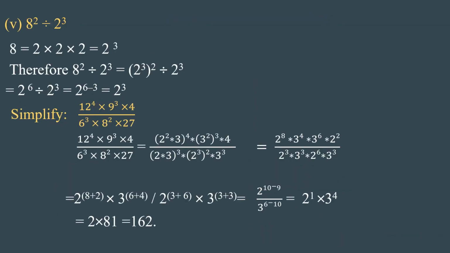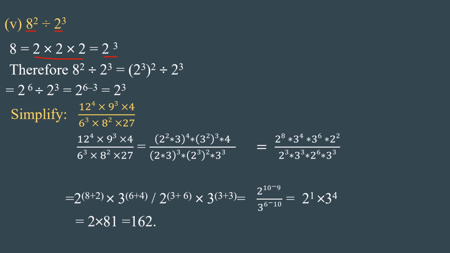Here is the fifth example, that is 8 power 2 divided by 2 power 3. The first thing is we have to check whether the bases are prime or not. Here 2 is a prime but 8 is not a prime. So we have to convert 8 into multiples of prime. And 8 can be written as 2 into 2 into 2, that is a multiple of prime. So we can write 8 as 2 power 3. For example, if we have 6, we have to write 6 as a multiple of primes, that is 2 into 3. In such a way, we have to convert any number into prime.